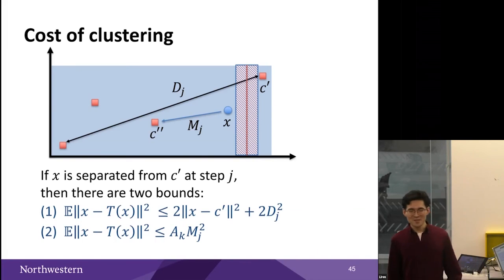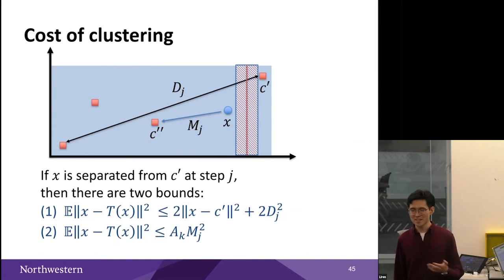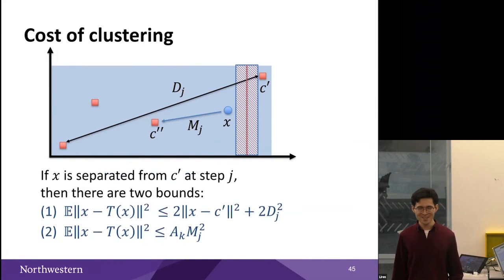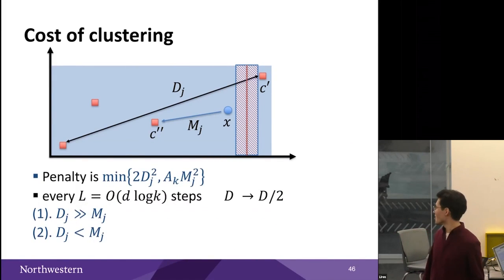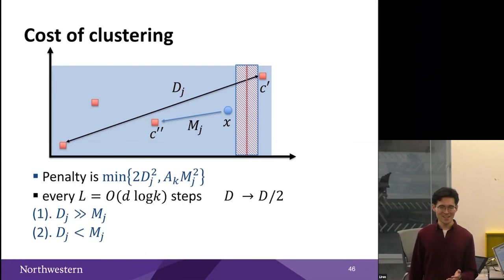The second bound is interesting because in this case, we can first assign X to its fallback center C double prime. However, we might separate C double prime and X in later steps. But then by our definition of AK, which is a much stronger definition, which holds for every partially built tree T prime, we know that the final cost is also upper bounded by AK times this mj square. Then we want to combine these two bounds. So the penalty would be the minimum over the two bounds, which is the minimum of 2d squared and AK times mj square.